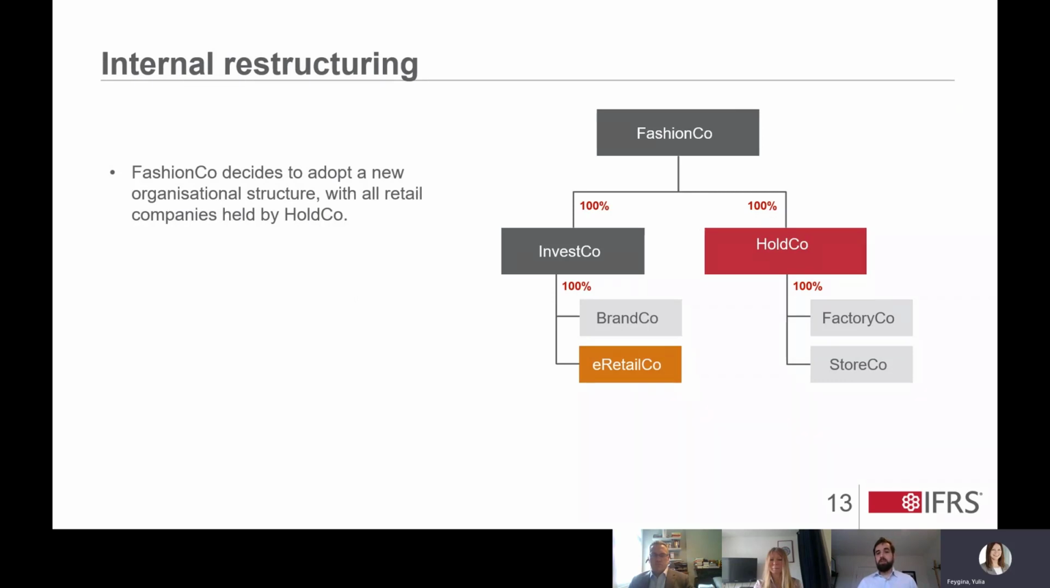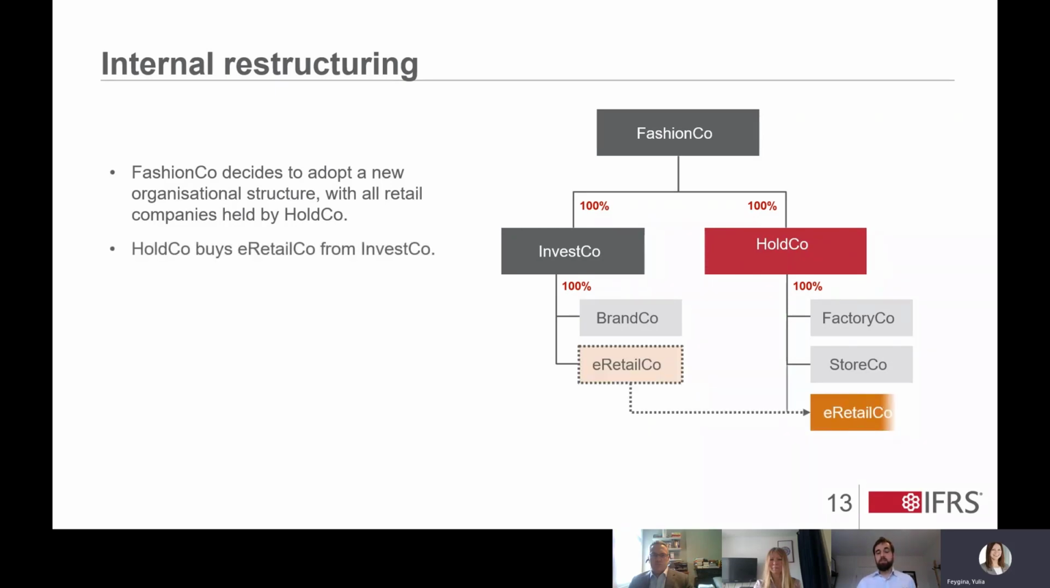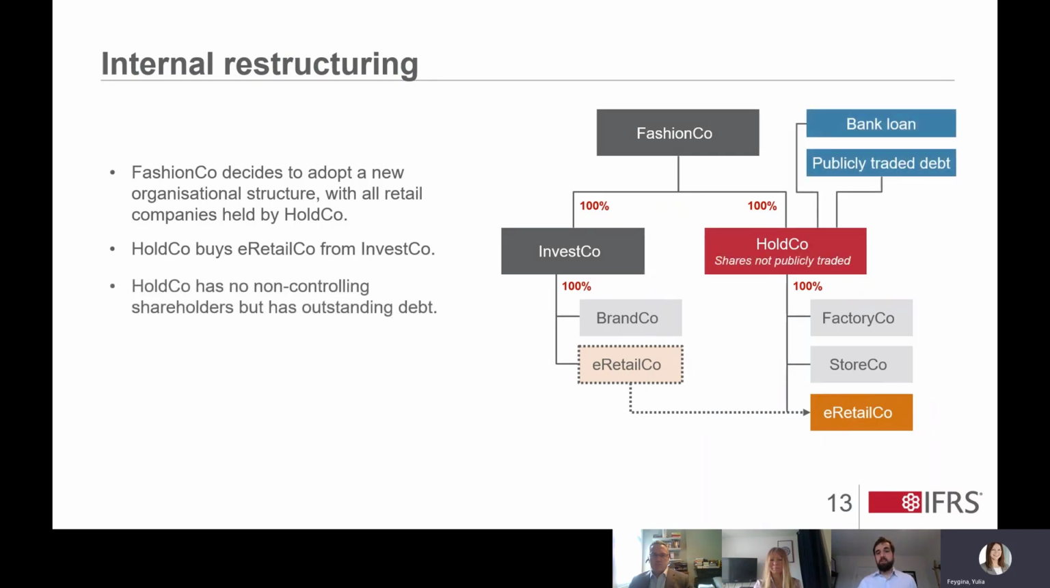Moving on to the third scenario. This time, Fashion Co. wants to improve operational efficiency for the Fashion Co. group as a whole. Moves e-retail co. under Holdco. In this scenario, Holdco shares are not listed and there aren't any non-controlling shareholders. However, Holdco does have lenders. In this scenario, it has a bank loan and publicly traded debt.